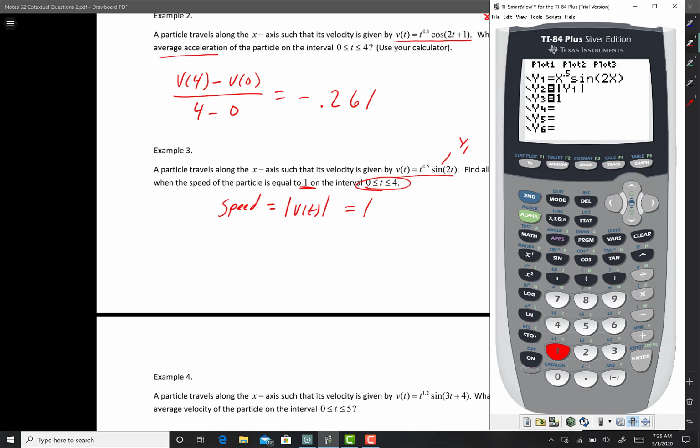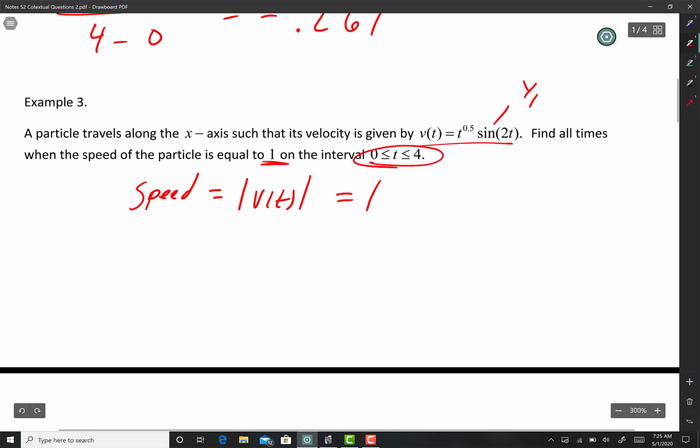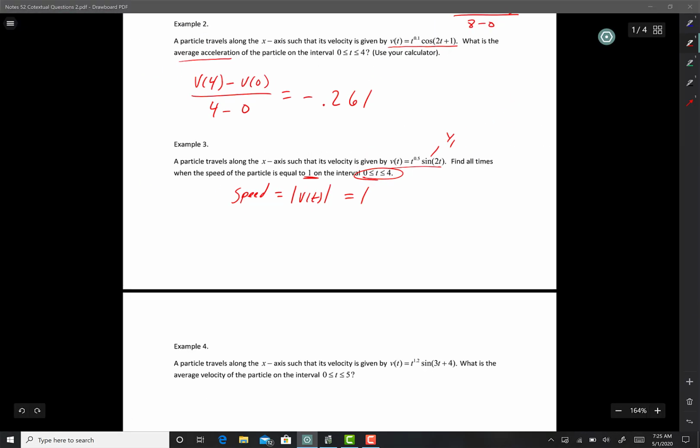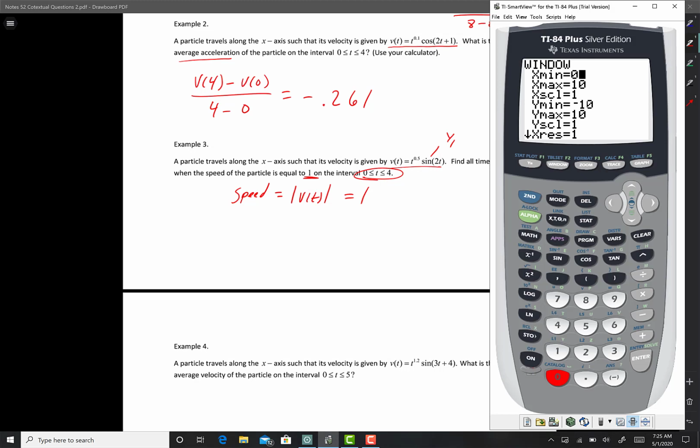And there it is. So before I click on graph, guys, I'm going to click on window. I'm only looking between 0 and 4, see? So if you're only looking between 0 and 4, I'm going to put 0 here. I'm going to put 4 right there. And so you just care about the y value being a 1. So I don't have to go all the way to 10, guys. I'm just going to go to 2 here. And that's it. And then I'm just going to push graph.